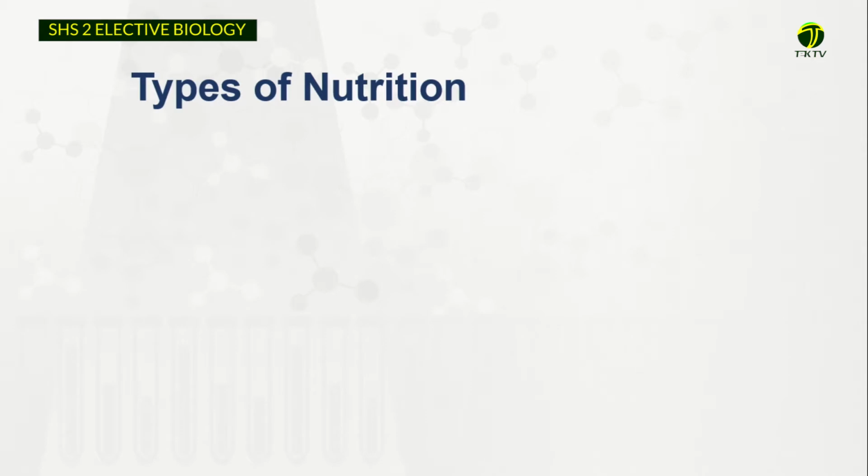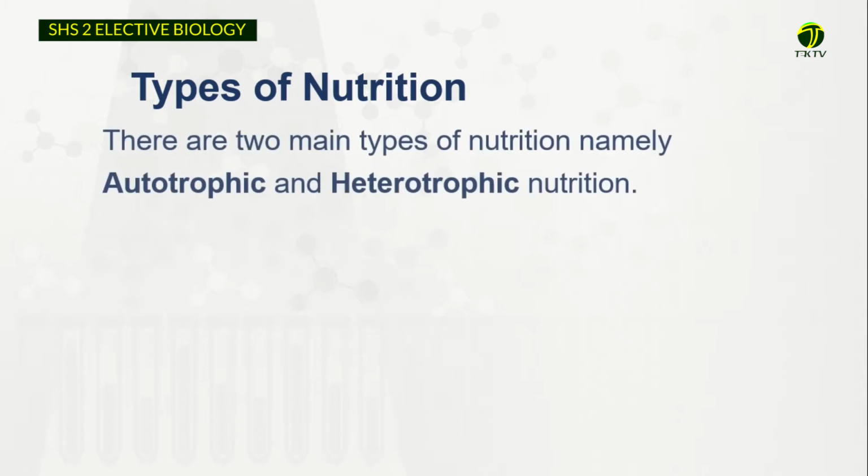Let's look at types of nutrition. Now, if you are looking at types of nutrition, we will say we have autotrophic nutrition and heterotrophic nutrition. Autotrophic nutrition and heterotrophic nutrition.